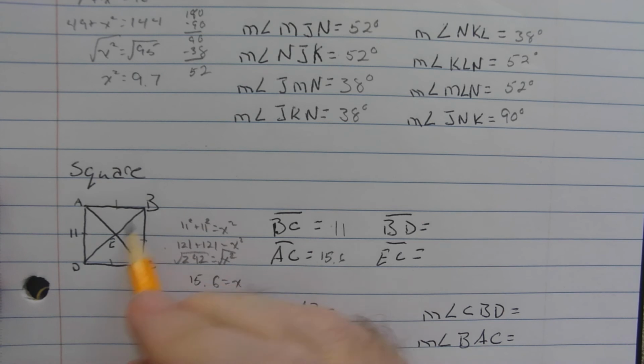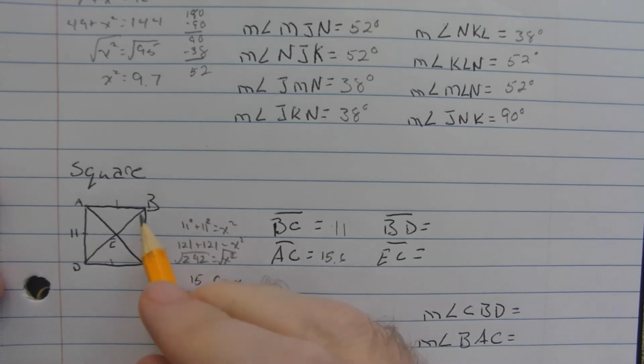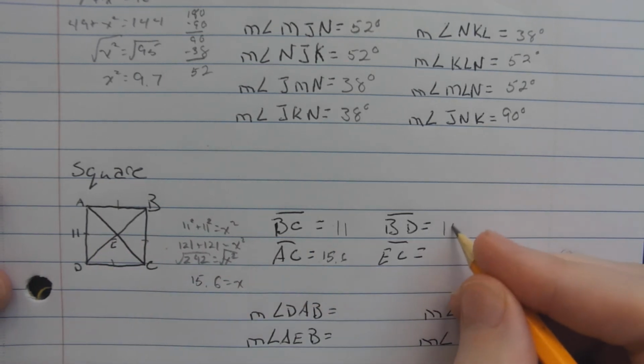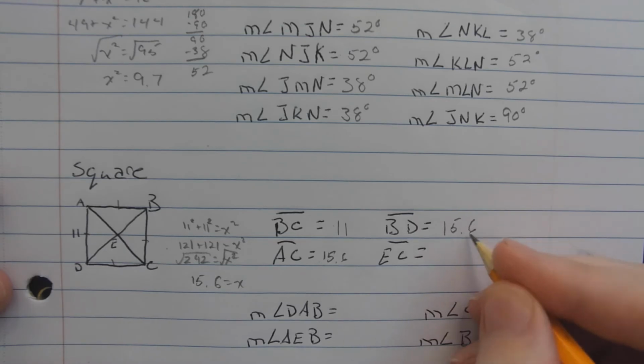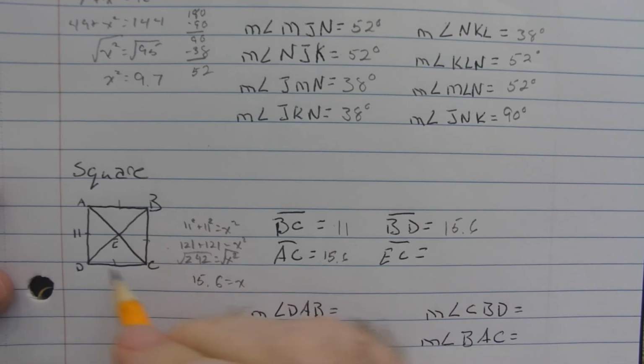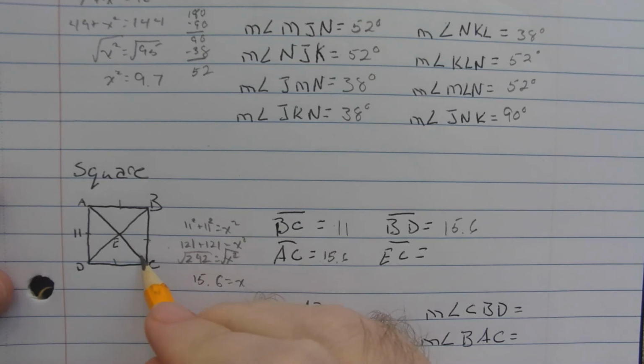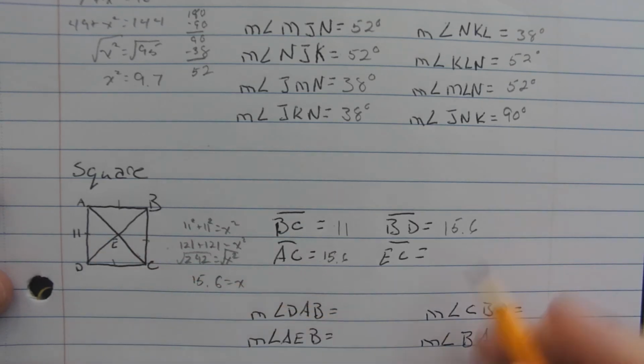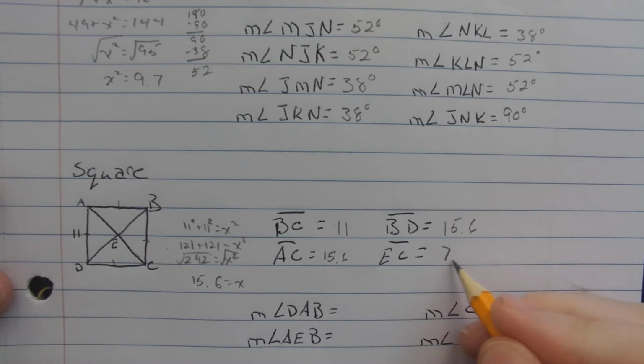Now, BD is just the other diagonal, and since the diagonals are congruent, that is also 15.6. Now, EC is half of it, and since the diagonals bisect each other, we take half of that and get 7.8.